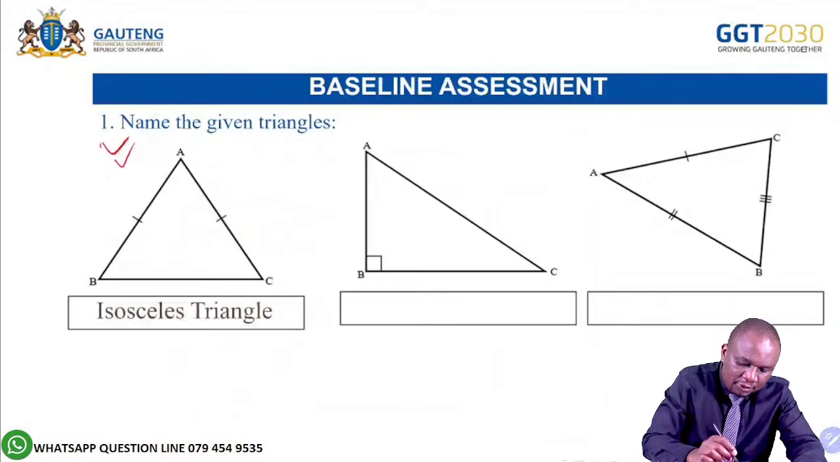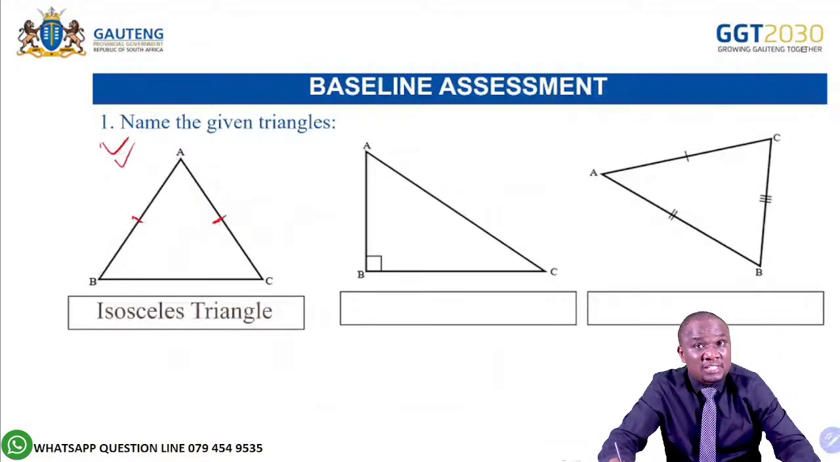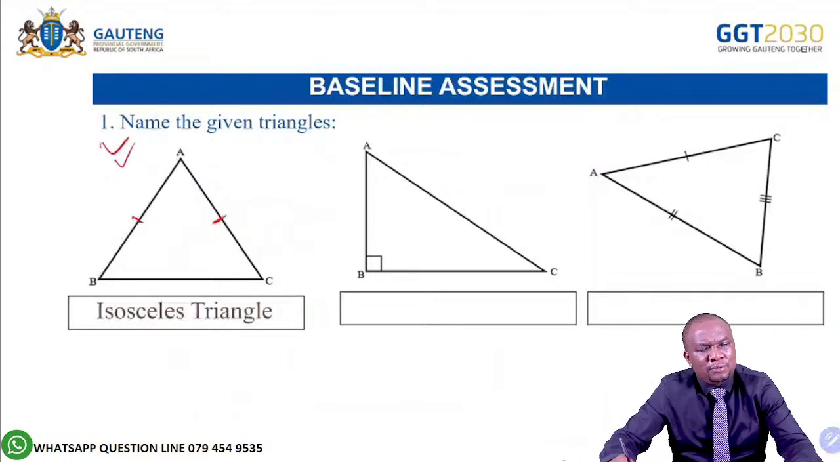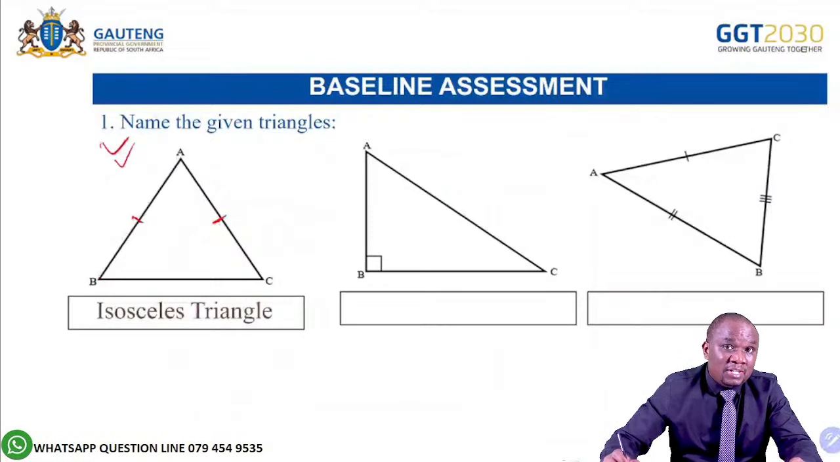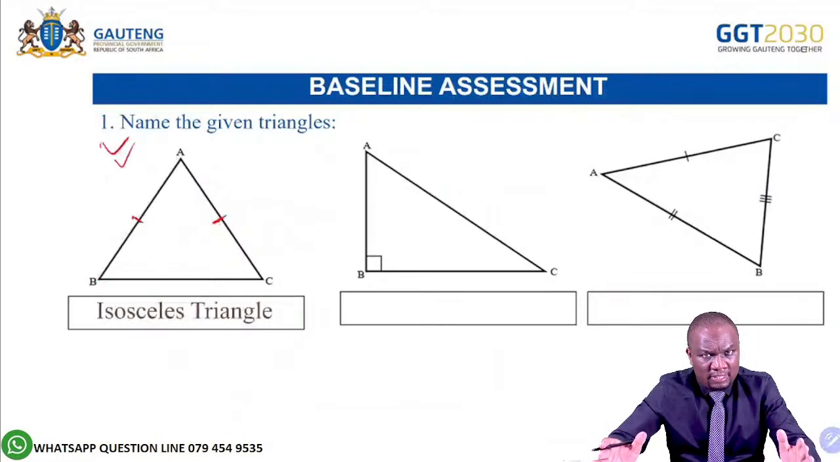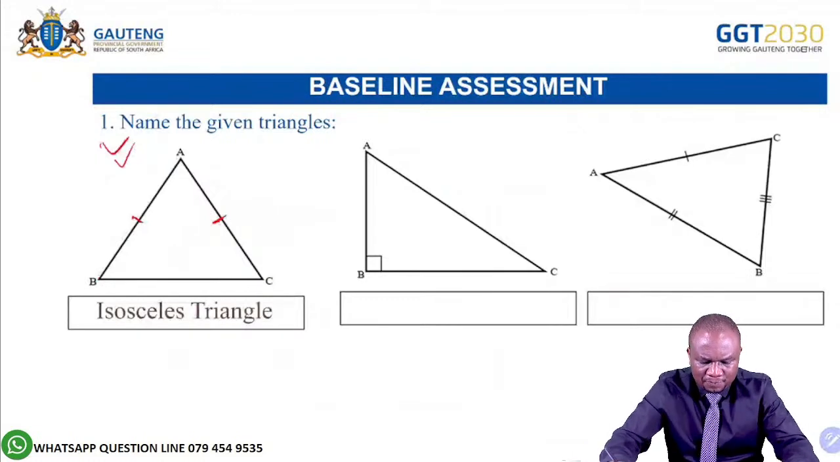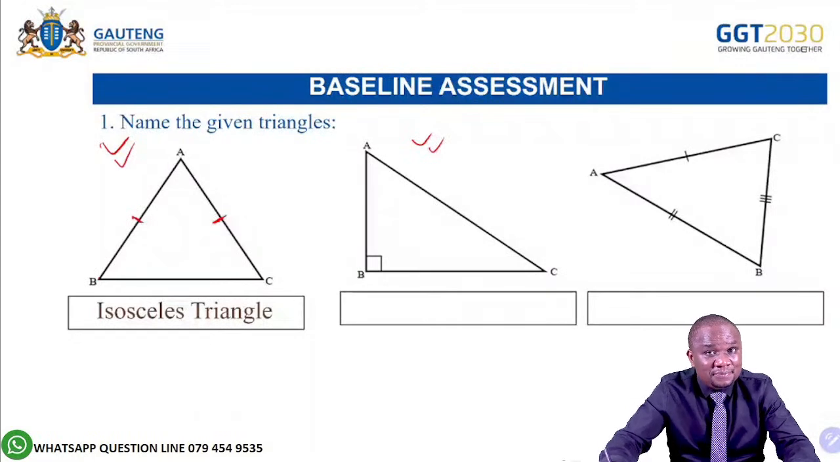Isosceles triangle, because side AB is equal to side AC. There are two sides that are equal, meaning that we also have two angles that are equal. We say angles opposite equal sides are equal, or sides opposite equal angles are equal. But just two sides are equal for now. It's an isosceles triangle. And then the second one, this one, what type of triangle is it?